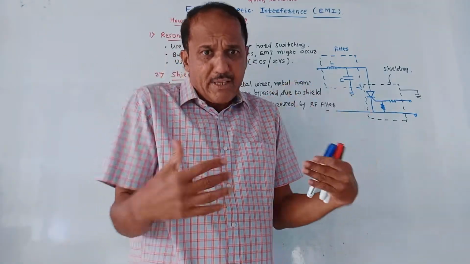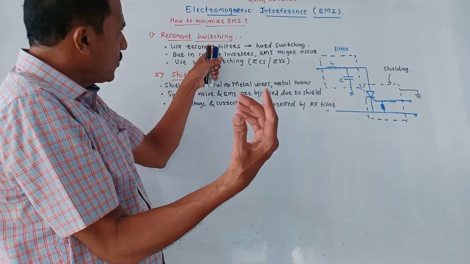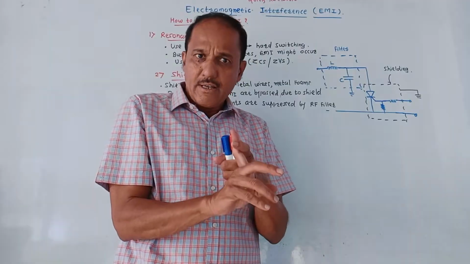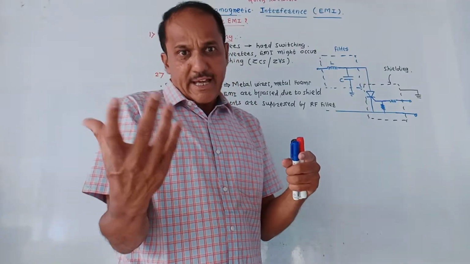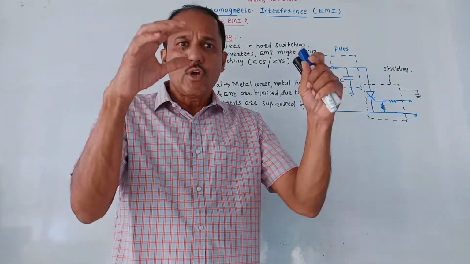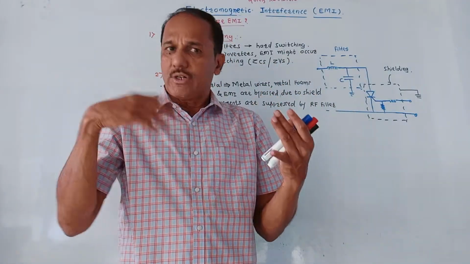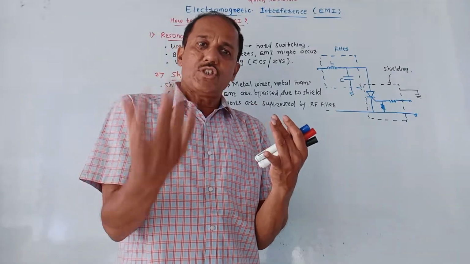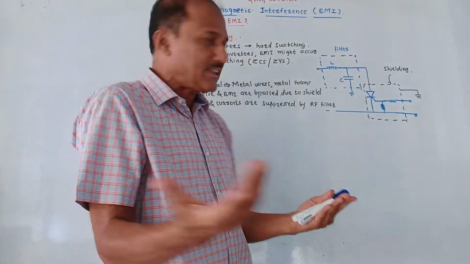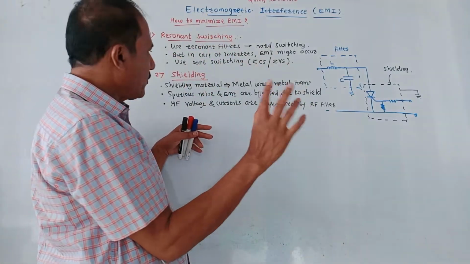If you choose hard switching, then in order to reduce the EMI, you are supposed to make use of resonant filters. But if you are using hard switching, then EMI will not be totally eliminated as far as inverters are concerned. So in order to minimize the EMI in inverters also, you should make use of soft switching. Soft switching means the techniques which we already studied, like zero current switching and zero voltage switching. So whenever the current or voltage crosses the zero line, switching takes place. This is called soft switching. By making use of soft switching, we can reduce the effect of EMI.